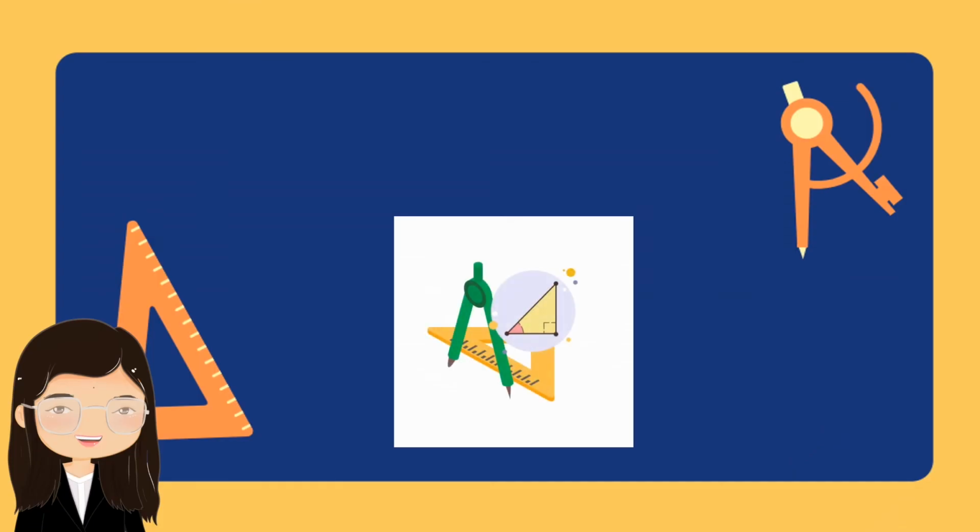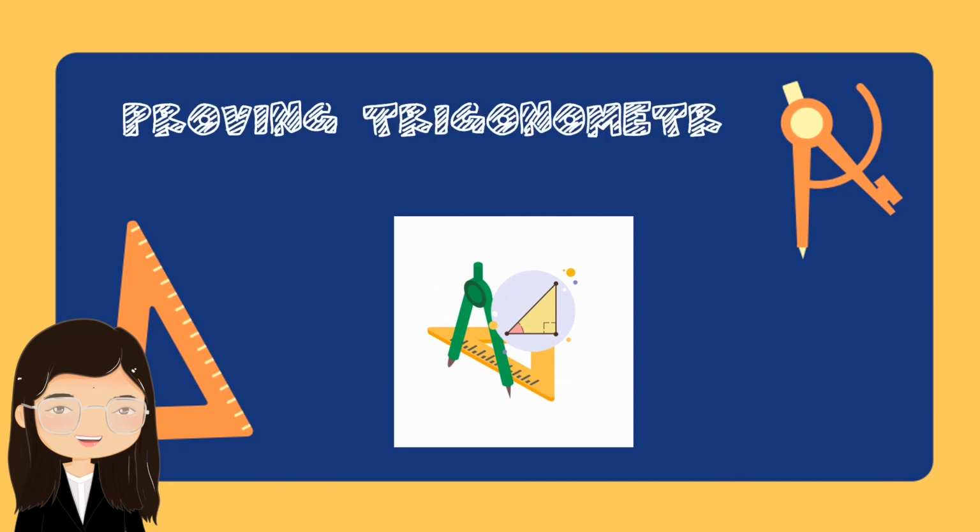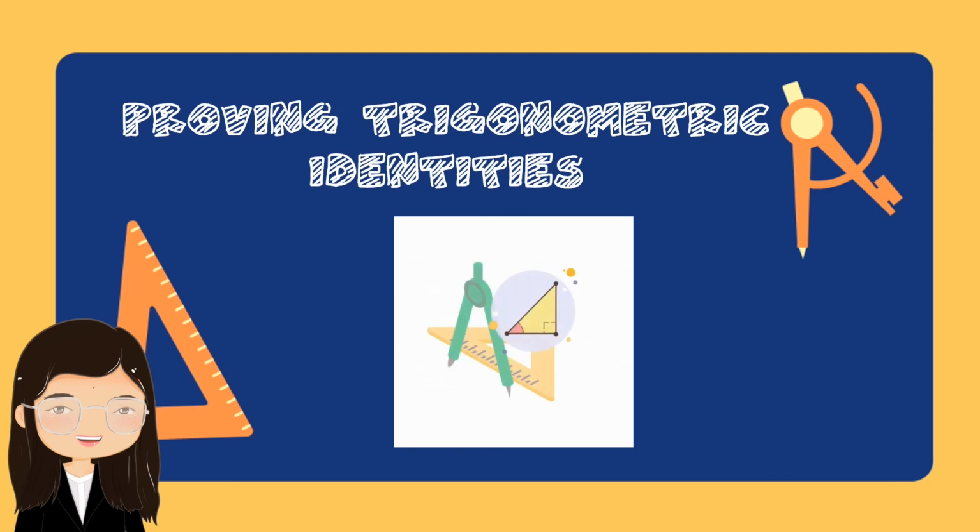So there we go. Those are some of the examples in proving trigonometric identities. Remember to be creative in proving. Recall any applicable formula that you might be able to think of.